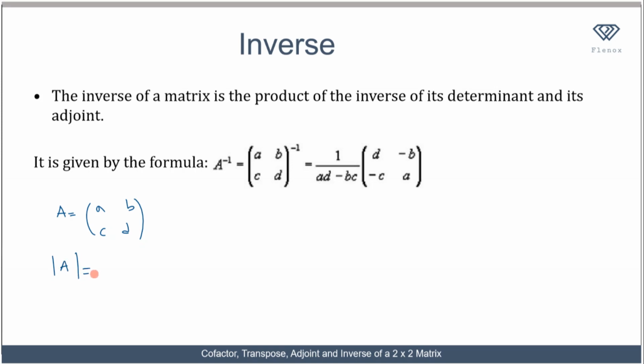That is pretty straightforward. We just multiply the first diagonal: we have AD minus, multiply the second diagonal, BC. So we have AD minus BC. What about the adjoint of A?